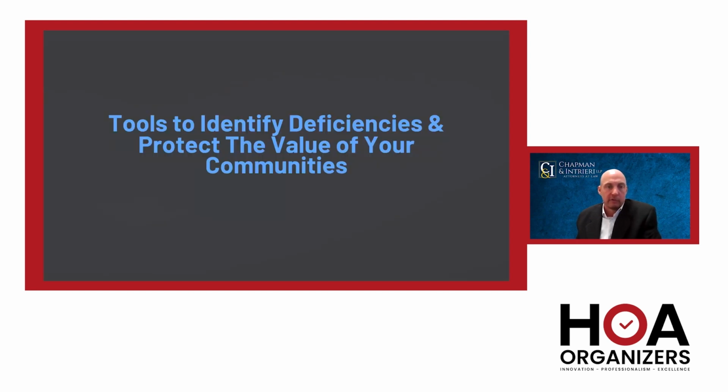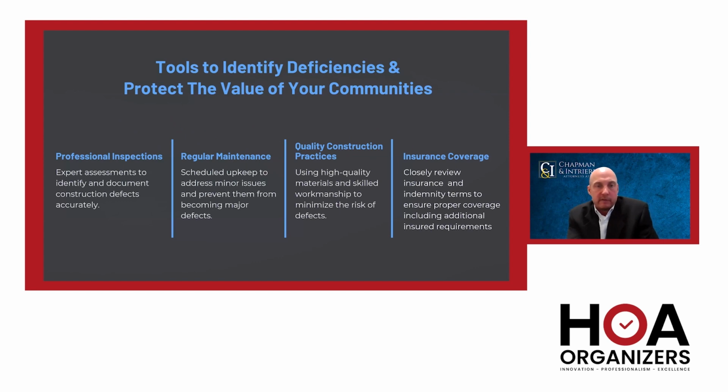So some of the tools to identify deficiencies and protect the value of your communities. What should you do to protect against construction defects? Number one, you should hire professional forensic construction consultants, typically through your attorneys. But if not, at least have a consultant inspect your community and investigate for latent defects or conditions that they believe may be concealing deficiencies and damage. And make sure you bring a claim before the statute runs if significant defects are in fact discovered.